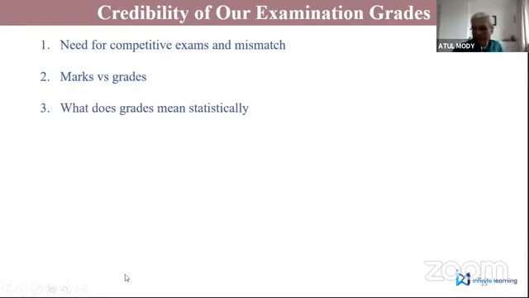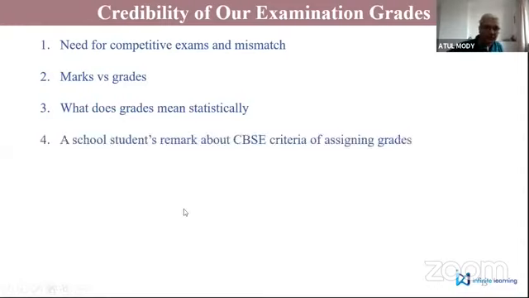I may be running out of time, so I would like to skip some of these issues. Most people don't know what a grade actually means statistically. When the CBSE came out some 10 years back with the system of introducing grades, they said 90 plus is A plus, 80 to 90 is A grade, 70 to 80 is B plus, and so on. And one of the CBSE students asked, how is this different from marks? When you say you want to reduce the importance of marks and assign grades, you are actually translating marks into grades. I had no answer.